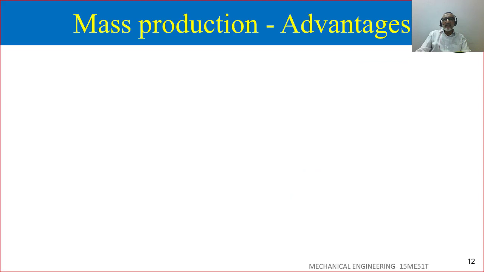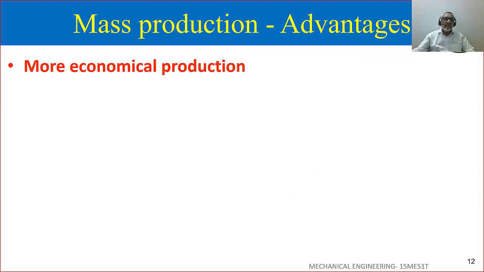Coming to the advantages of mass production. Mass production is more economical compared to all other types of production. Compared to job production or batch production, mass production is highly economical.